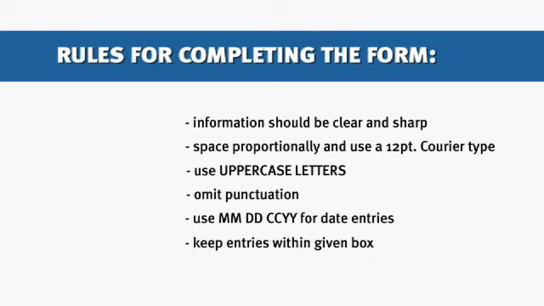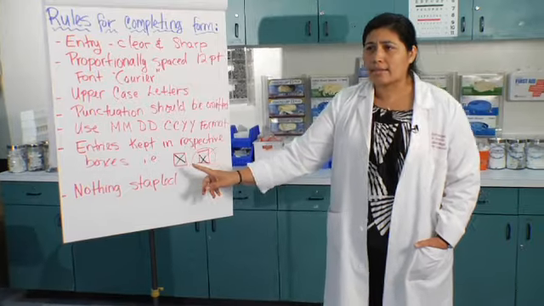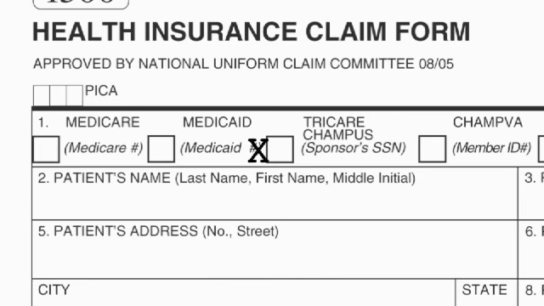Make sure that the entries on the claim form are within the boxes. An example would be that if we're doing an X, we need to be sure that the X is not either outside of the box or on top of the box. It has to be perfectly centered in the box.